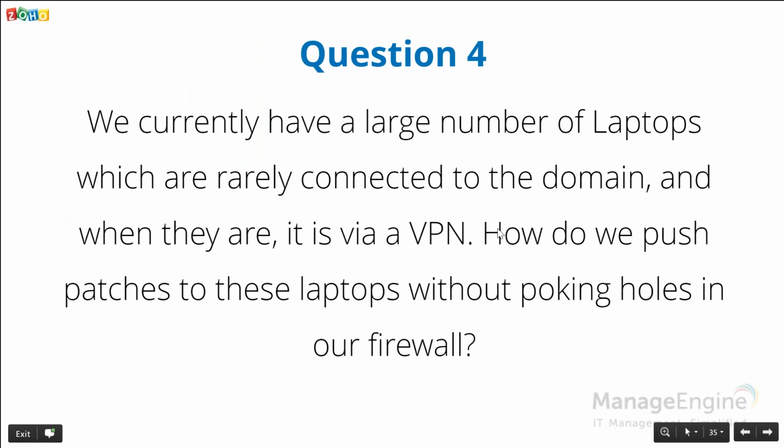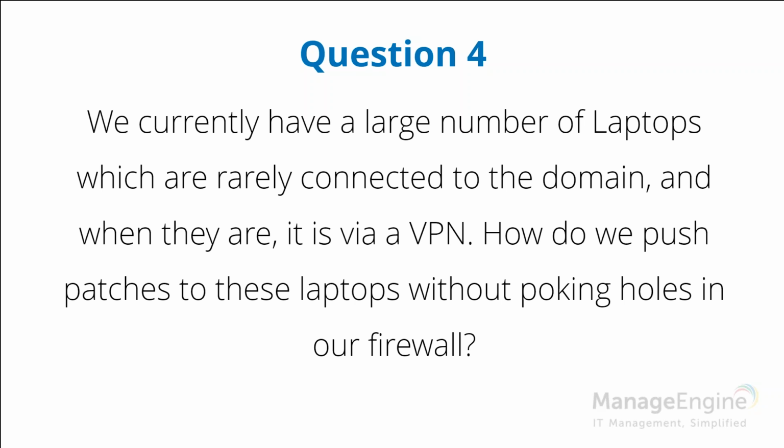Next question: we currently have a large number of laptops which are rarely connected to the domain, and when they are, it is via VPN. How do we push patches to these laptops without poking holes in our firewall? As you mentioned, whenever they connect to the network, they do so via a VPN tunnel, so they are already part of your network. You don't need to make any changes on the firewall. The agent has the intelligence to automatically connect to your Desktop Central server, download the patches and deploy. No changes are required as long as they connect via VPN.